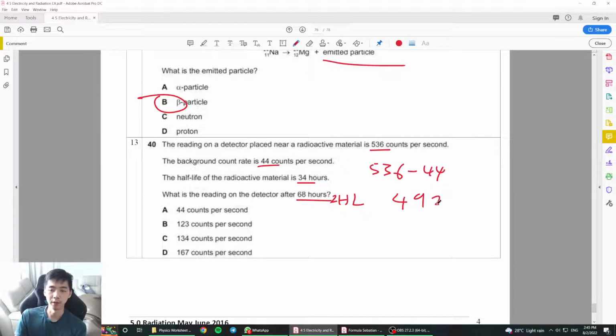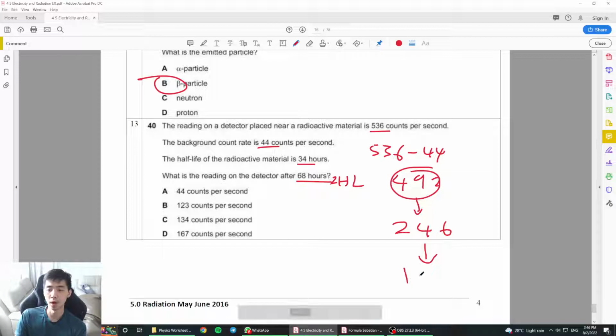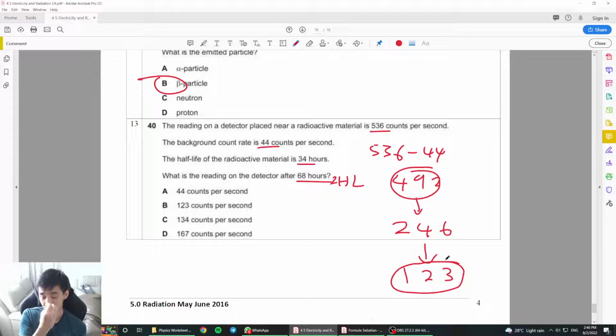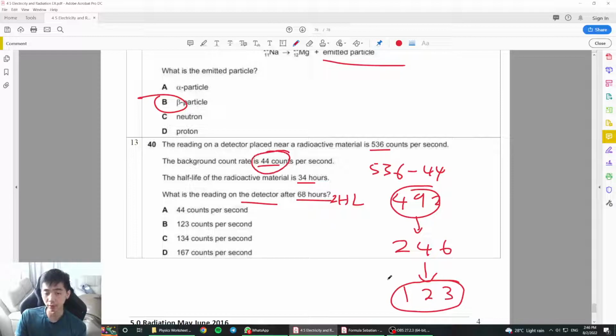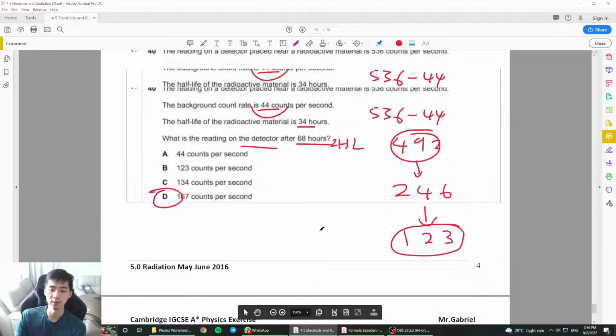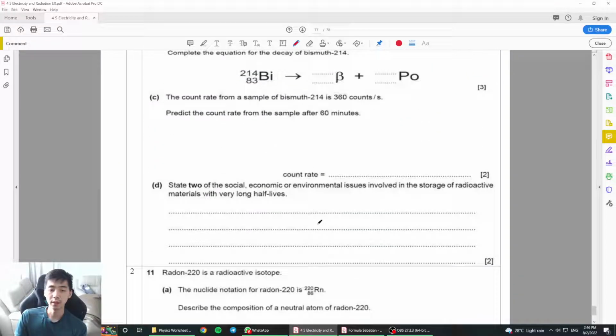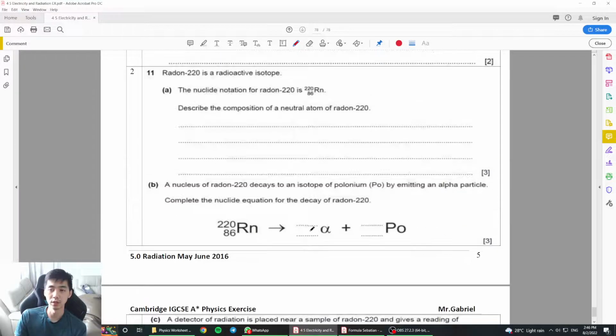Then from here, this is the thing that decays. First half-life will become 246. The second half-life will become 123. But this is not the final count because they want the reading from the detector. Reading from the detector is inclusive of the background radiation. So if you found 123, you're supposed to add it up as well. And at the end of the day, you're supposed to get D as your answer because 123 plus 44 is going to be 167. And finally, to the last 2 questions here.